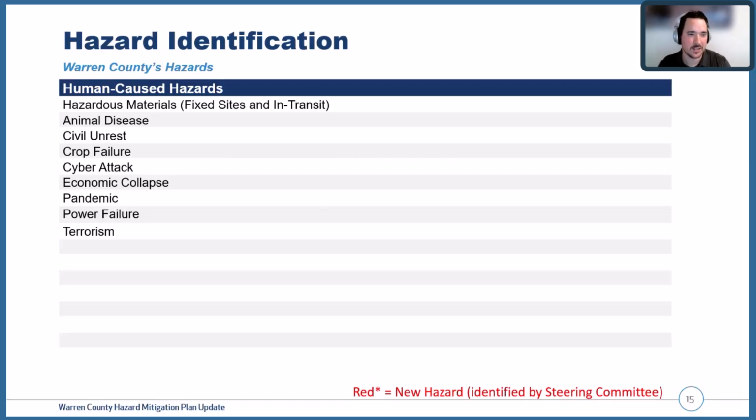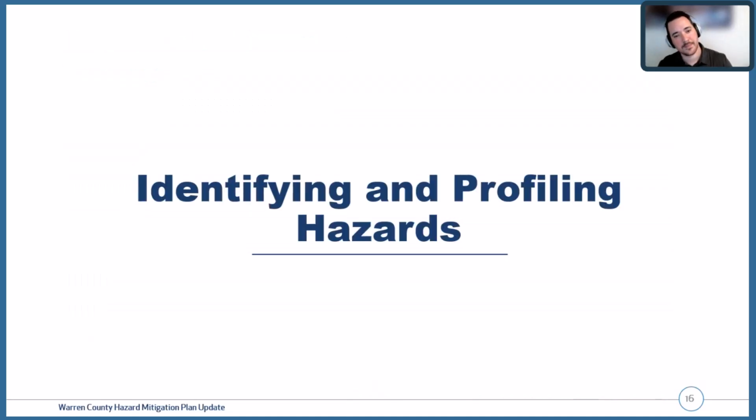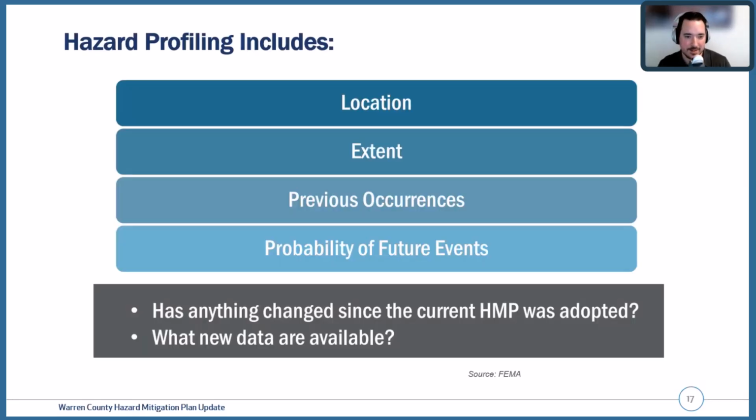Those are hazardous materials such as fixed sites and in transit, animal disease, civil unrest, crop failure, cyber attack, economic collapse. Pandemic was a new one added in the last plan update, which was written during COVID, and then power failure and terrorism. Next, we'll be going over identifying and profiling those hazards.